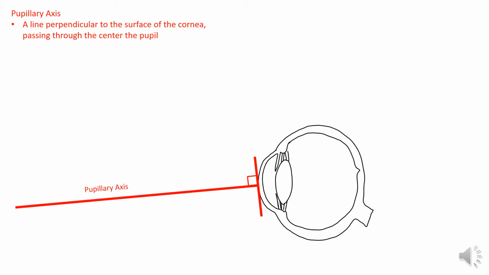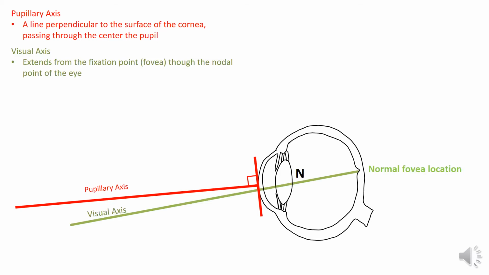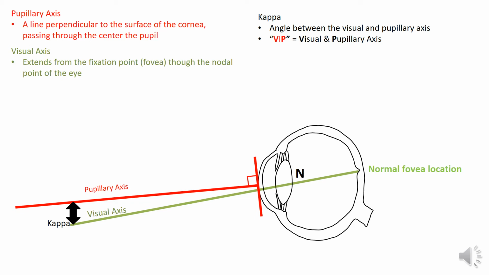Here is a more in-depth look at the different axes of the eye and how they relate to macular dragging. The red line here is the pupillary axis, which is a line perpendicular to the surface of the cornea, passing through the center of the pupil. The visual axis extends from the point of fixation, which is the fovea, through the nodal point of the eye. The angle between the pupillary axis and visual axis is known as kappa, and the way I memorize this is that kappa is a very important angle, or VIP, standing for visual and pupillary axis.